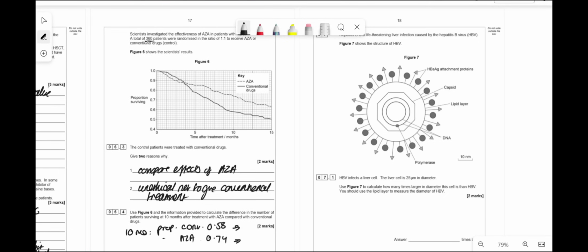So they've got a total of 360 patients, but they're split into 2 groups of 1:1. So each of these groups has 180 in total. So we need to work out the proportion of 180 for each of them. So 0.58 times 180 gives you 104.4, and then 0.74 times 180 gives you 133.2. And then you work out the difference. The difference is just those two subtracted, which is 133.2 minus 104.4, which gives you 28.8. But you can't have 0.8 of a person, so that's 29.